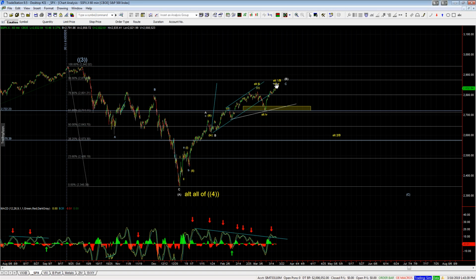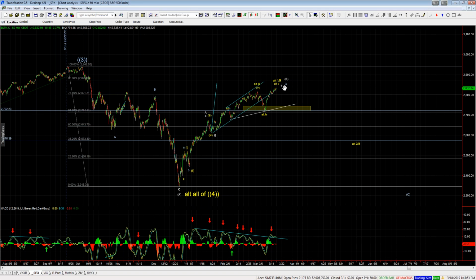And the alternate count would be this yellow path here, which would suggest we're topping in a wave 1, looking for a corrective retrace for wave 2, which would then be followed by a large third wave to the upside over the next couple of years as part of wave 5. So again, this fits fairly well with what we're seeing on the VXX as well.